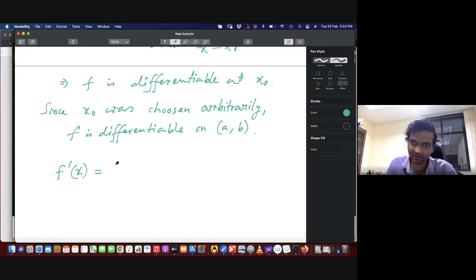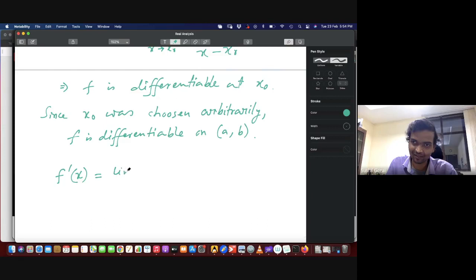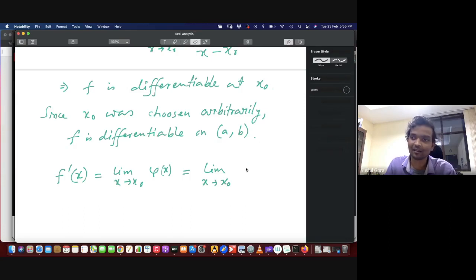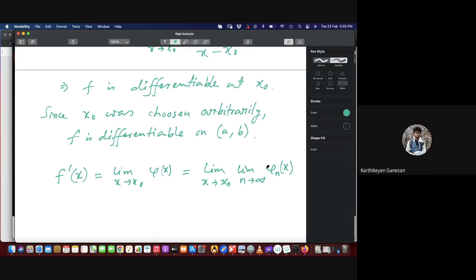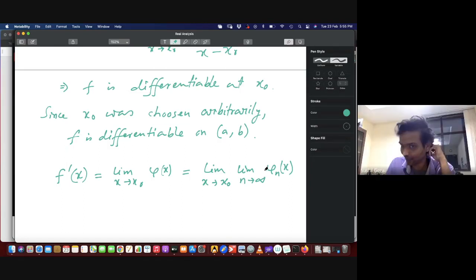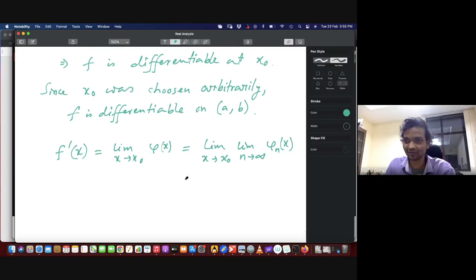F prime x, which is this one, the limit as x tends to x naught of phi of x, which is the limit as x tends to x naught and then the limit as n tends to infinity of phi n x. All right. So isn't that f prime of x naught now? Yeah, that is true. So we are coming towards that.